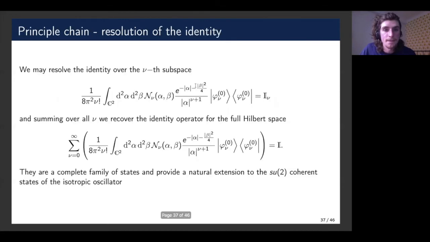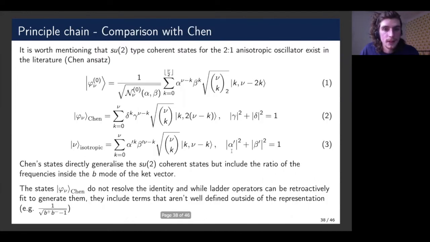And as well, these states do resolve the identity. So we're partitioning the space in a different way than we did for the isotropic oscillator, but they do resolve the identity with respect to this measure. And then again, we can recover the identity operator for the full Hilbert space if we sum over all these partitions nu. And so these are a complete family of states, and they provide a natural extension to the SU2 coherent states of the isotropic oscillator. As well, we have a ladder operator which generates them. Okay, and here's a comparison.